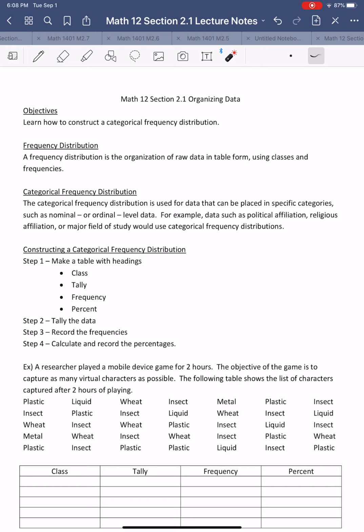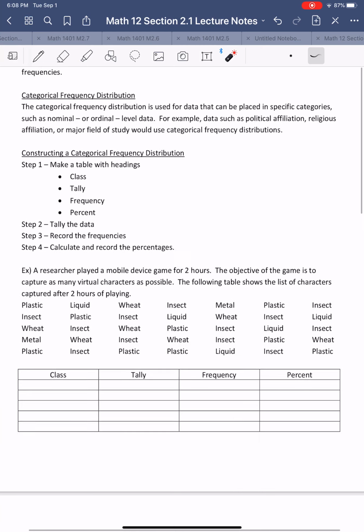Constructing a categorical frequency distribution. Step 1, make a table with the columns class, tally, frequency, and percent. Step 2, tally the data. Step 3, record the frequencies from the tally. Step 4, calculate and record the percentages.